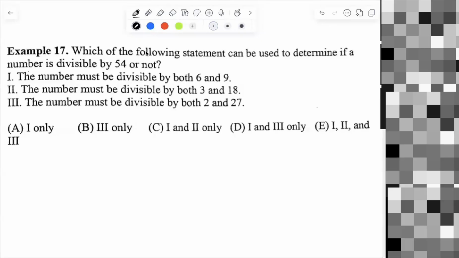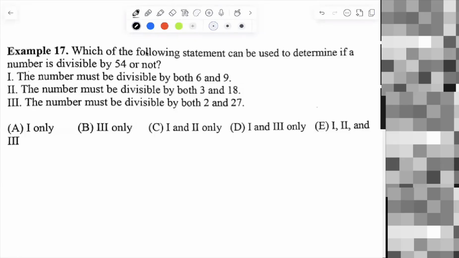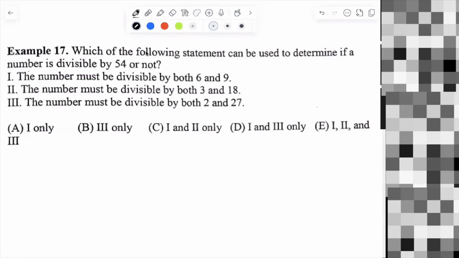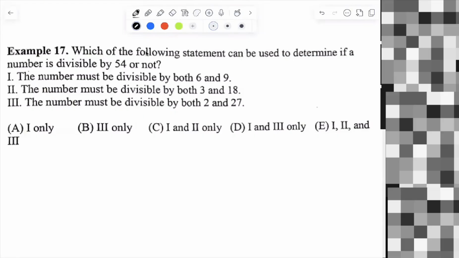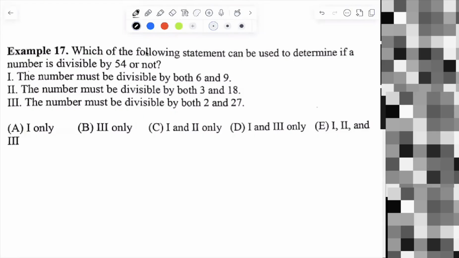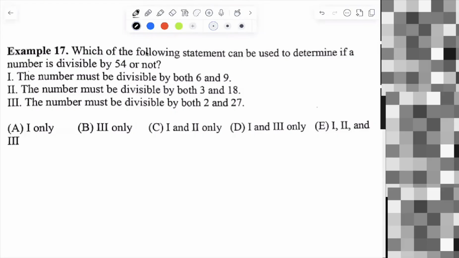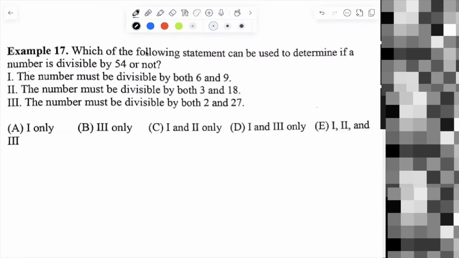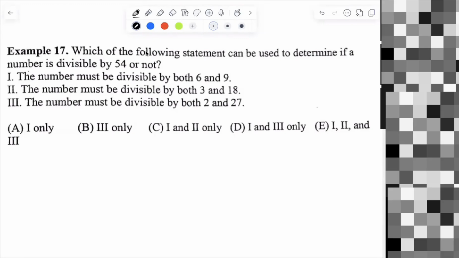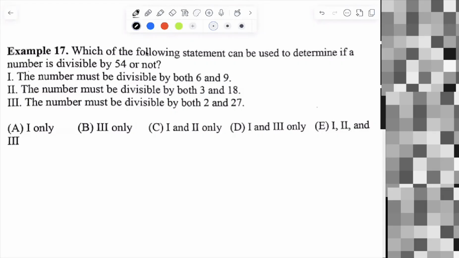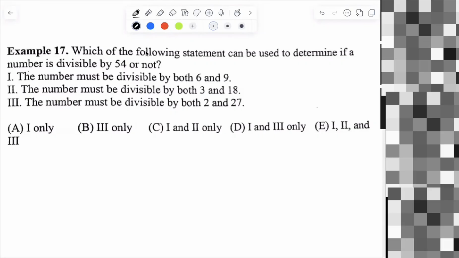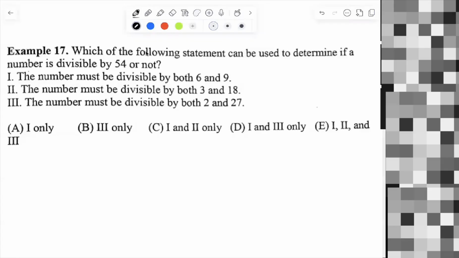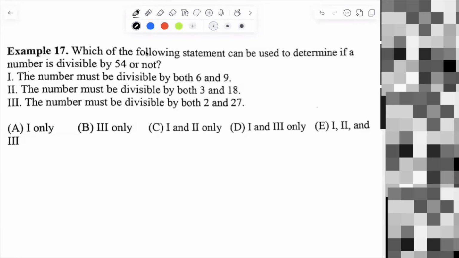Alright guys, let's get started with this question. So notice that we want to try to find the conditions that actually make a number divisible by 54. So let's get started. Well, the number must be divisible by both 6 and 9. Can that be true? Well, let's try to test it out. Say we have this number 18. 18 is divisible by 6 and 9, but it is not divisible by 54.